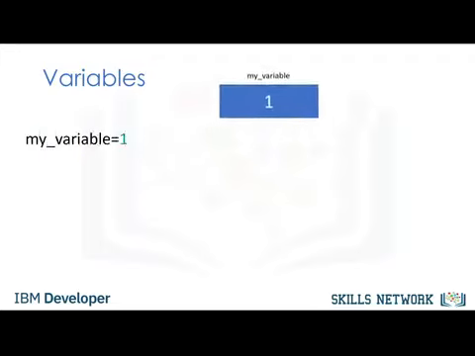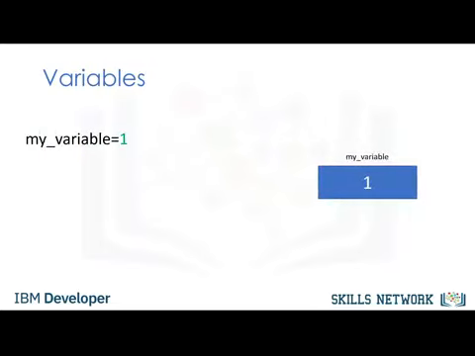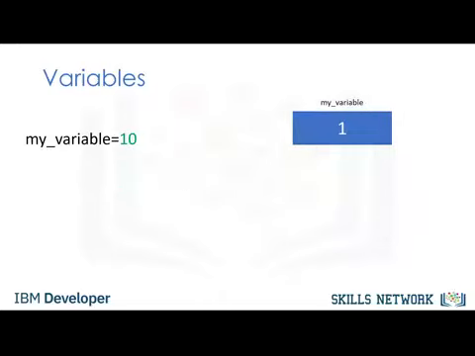In this case, we assign a value of 1 to the variable my_variable using the assignment operator, i.e. the equal sign. We can then use the value somewhere else in the code by typing the exact name of the variable. We will use a colon to denote the value of the variable.